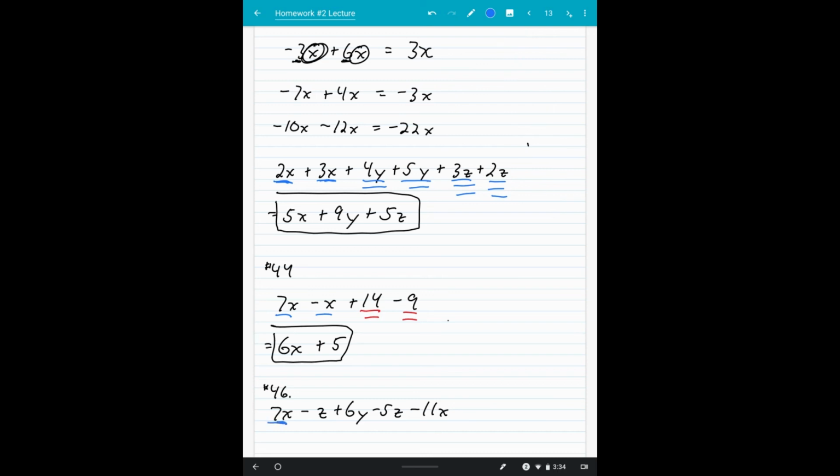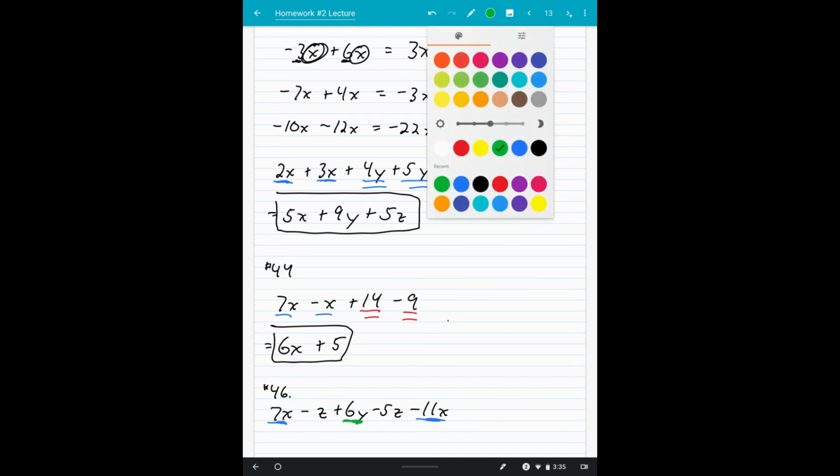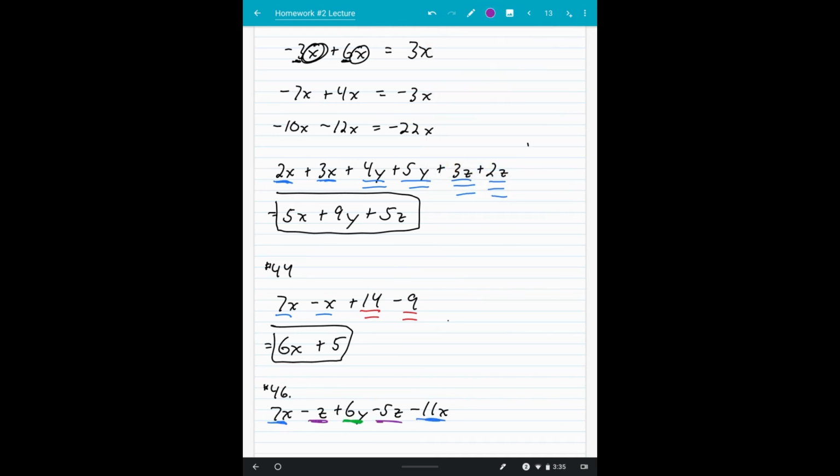I could put the x's with the x's. I can put the y's with the y's. There's no other y's. And we can do the z's with the z's. So let's try putting the x's together first. Positive 7 minus 11, you have to put those two together. That makes negative 4. The variable we're talking about is x.